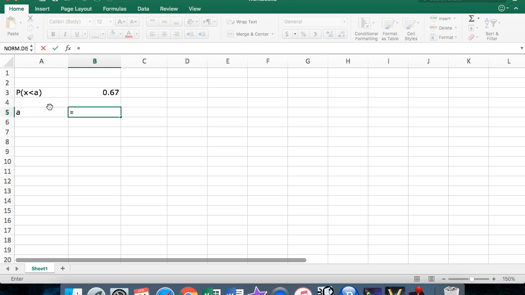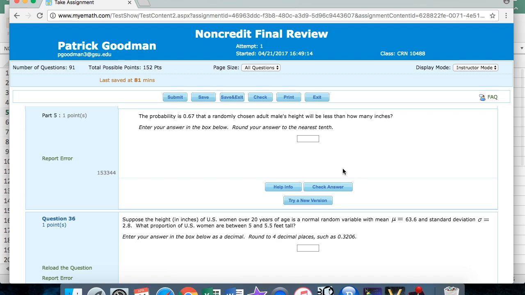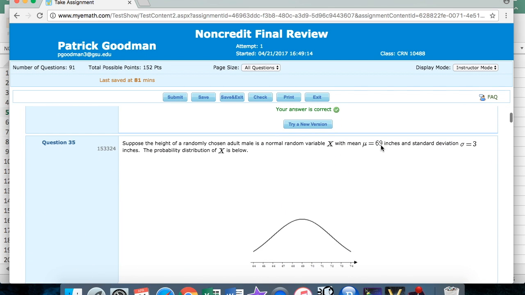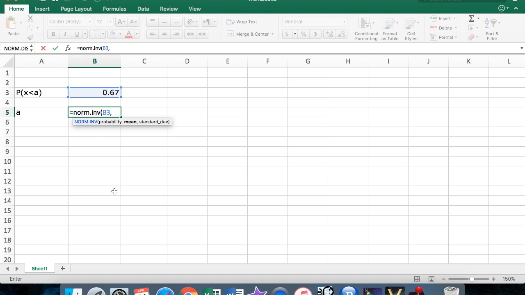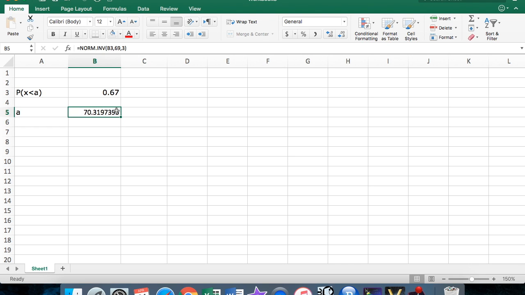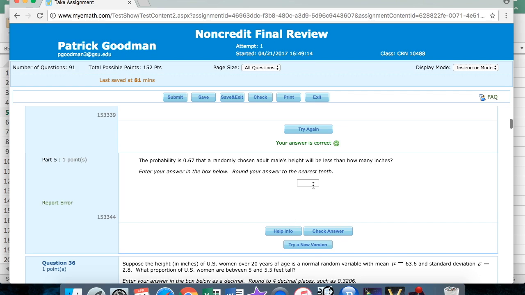So what I'm going to do is, when you're given a probability and want to find the data value, it's inverse. So norm.inv. So click on my probability. And then you also need your mean and your standard deviation. So now I have to go back up. Remember, the mean was 69, standard deviation is 3. Because we're not doing a sample, we're dealing with a population. So 69, 3. And there you go. So 70.32 approximately. What does it want, to the nearest tenth? So then it's just 70.3.